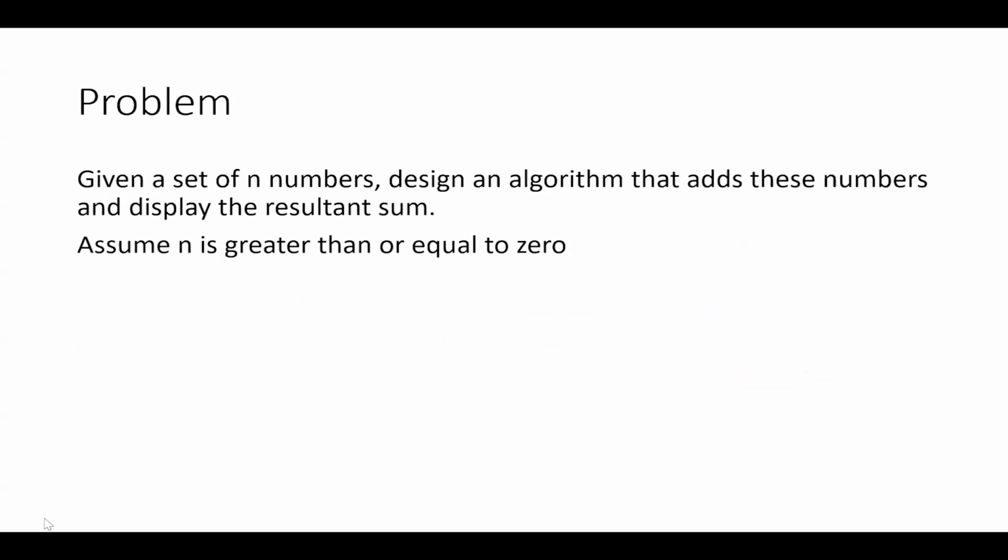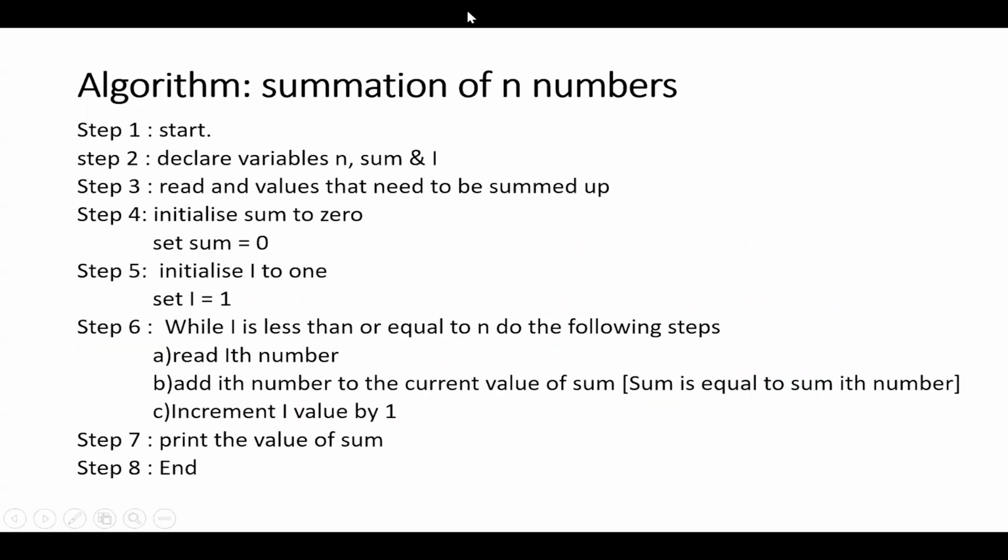So let us go ahead and see the algorithm for summation of the numbers. So as I said, I will start, declare the variables n, sum, and I. Read the value that needs to be summed. So we will read the value of n, that is the total number of elements, as well as the values which you want to add. Okay, and then initialize sum to 0. Sum has to be initialized to 0, and we will initialize I is equal to 1. So these two initializations you need to remember.